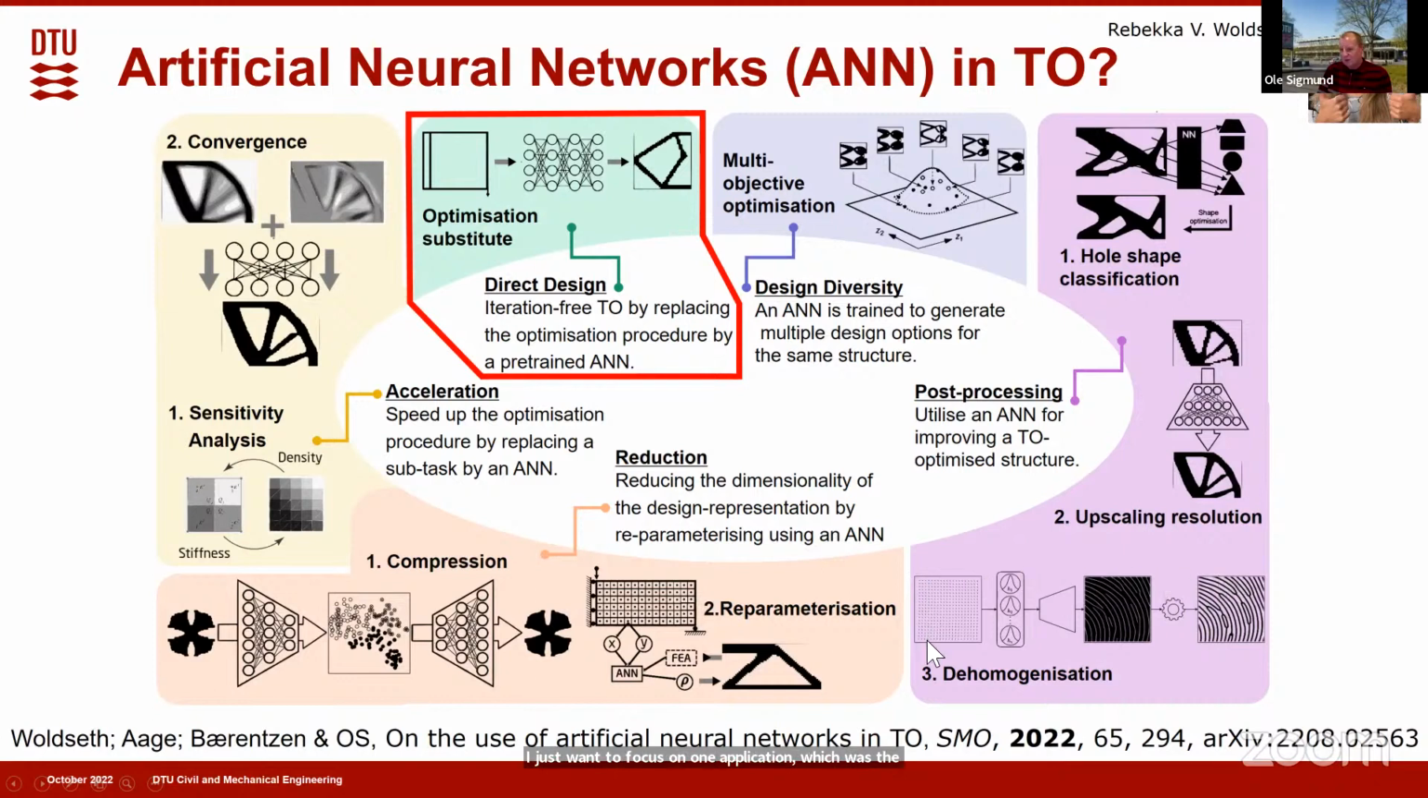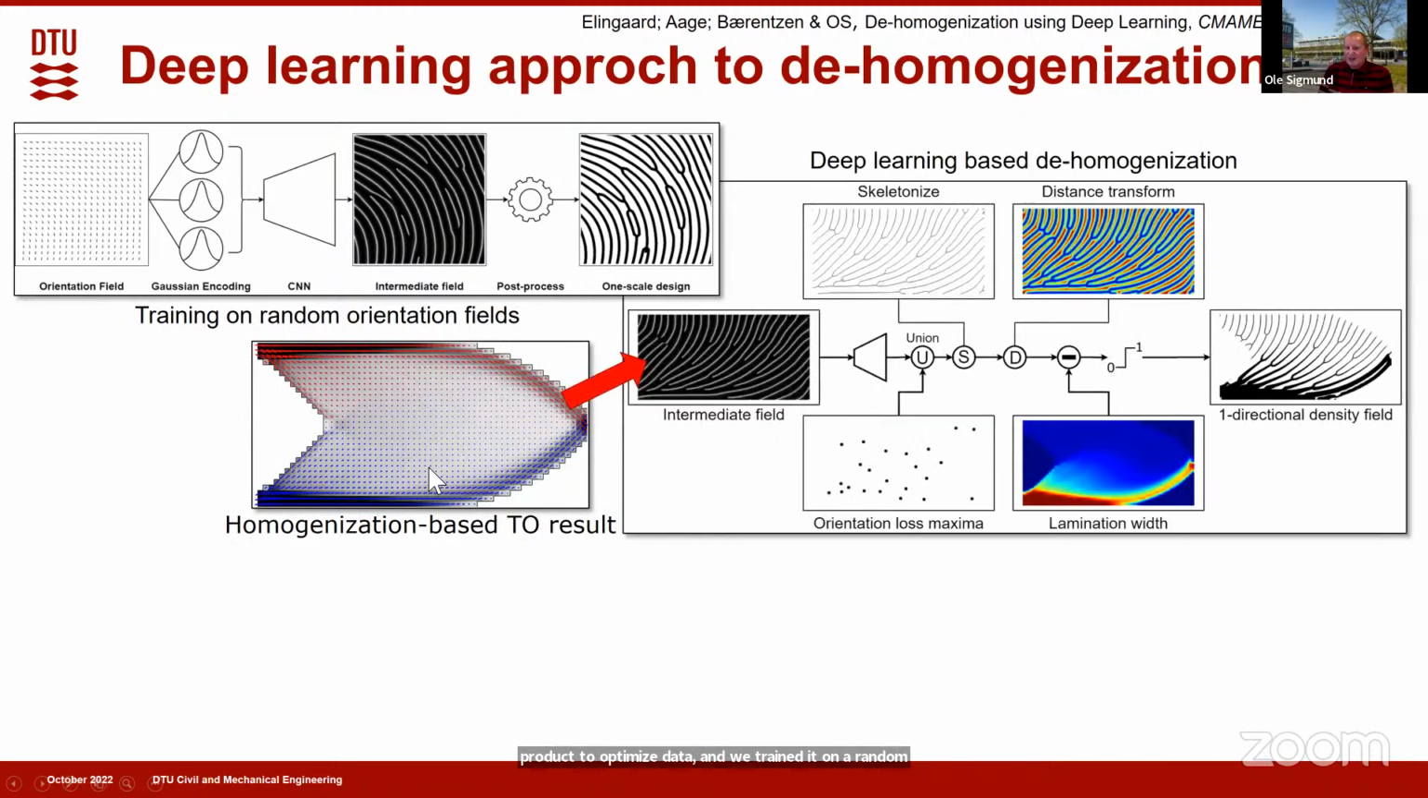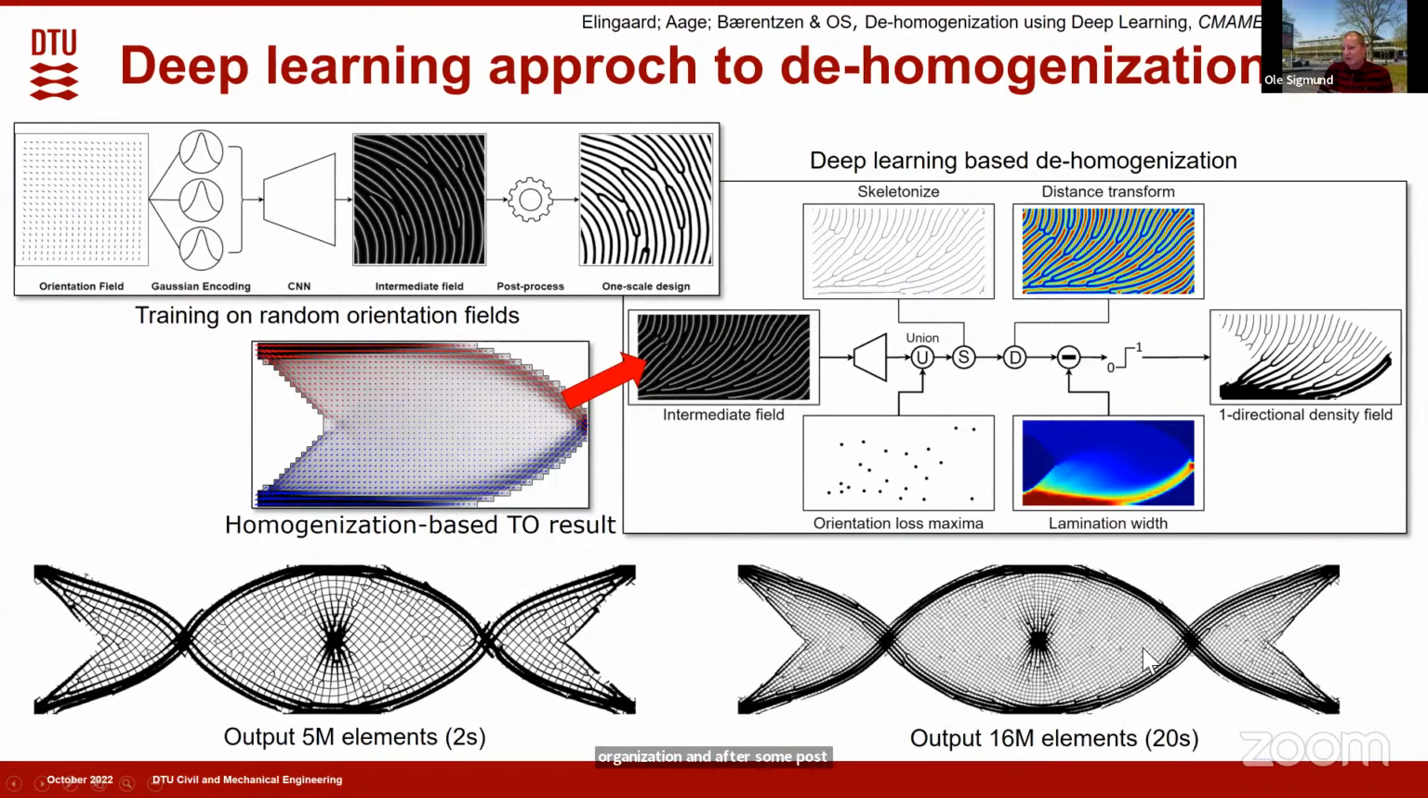So if some of you heard my talk at last year's WCSMO, I was quite fond of using ANNs for de-homogenization. Let me just shortly remind you of that. Our idea back then was to replace the de-homogenization process by a trained neural network. And instead of training it on very expensive topology optimized data, we trained it on random orientation fields. So this was very cheap. Then we could do the de-homogenization, and after some post-processing, we got actually quite good-looking structures, and we were pretty proud to present de-homogenized solutions like this one.